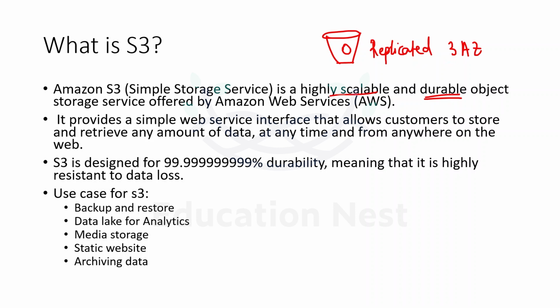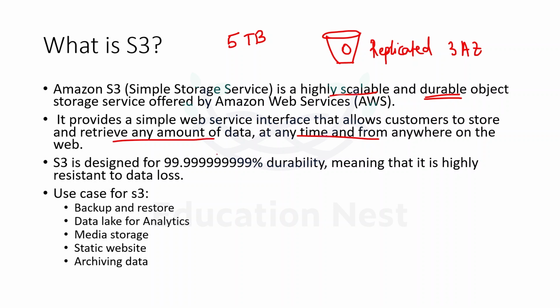And we call it scalable because, as I said, we can store virtually infinite amounts of data in these buckets. The only restriction is that the maximum size of an object is 5 terabytes. So one object can be as large as 5 terabytes. You can store as many such objects as you want inside your bucket. You can store and retrieve any amount of data at any time from anywhere on the web. This doesn't mean that your bucket always needs to be publicly accessible. If you want, you can make it private as well.